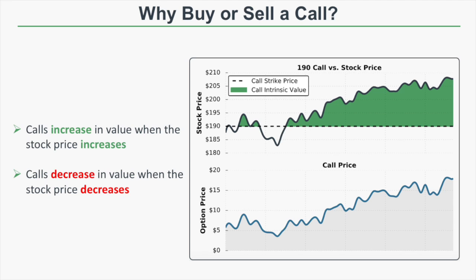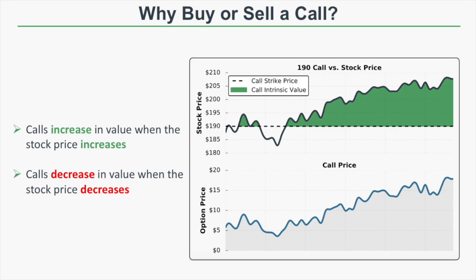Now the last thing we'll talk about in regards to this graph is why the call option has any value when the stock price is trading below the strike price of 190. Because no one's going to want to exercise the call option at 190 to buy shares at $190 per share when they could just buy shares in the open market for $185 per share.